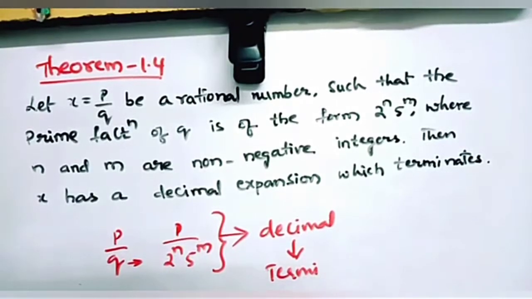And which type of decimal number do we have? We have a terminating decimal number if the denominator is in the form of 2 power n and 5 to the power of m.